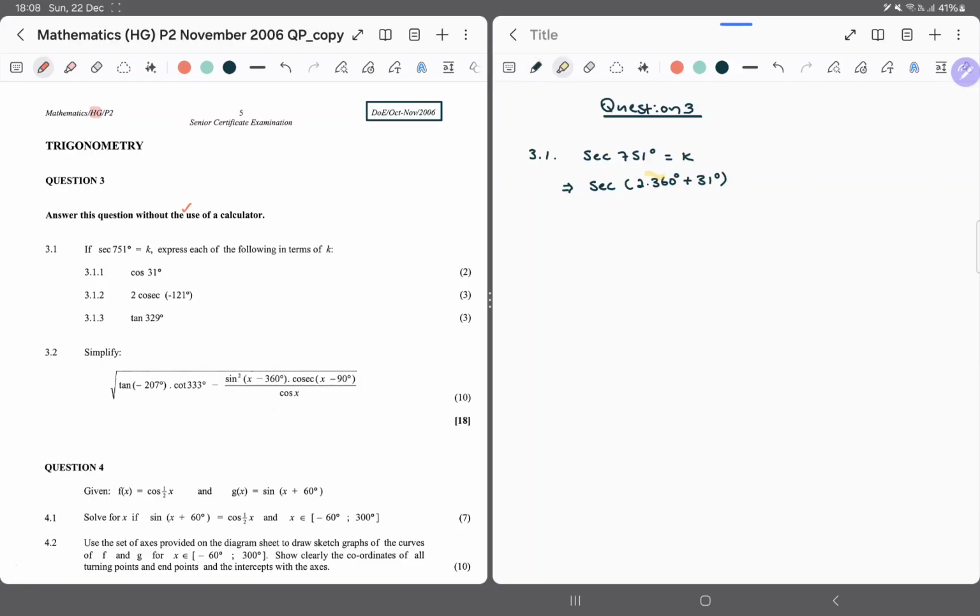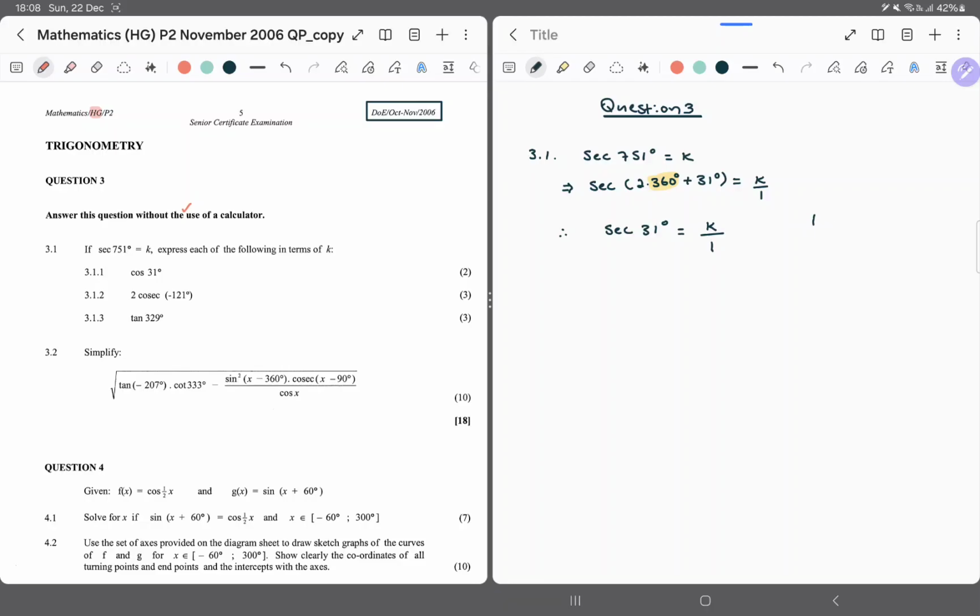So it doesn't matter even if we've got multiples. Once we've got integer multiples of 360 or 180, we just use the same reductions that we have learned, which is just to take what we have. So we always show this as a ratio, so we can see safely that sec, now remember 360 plus, it's in the first quadrant in principle, so this is sec 31 degrees equal to k over 1.